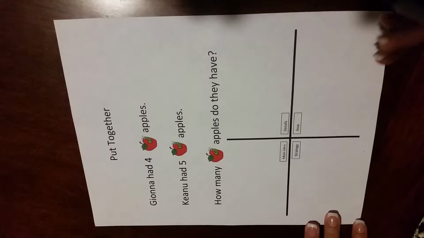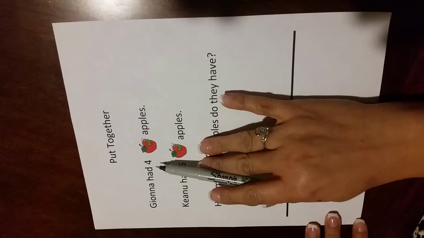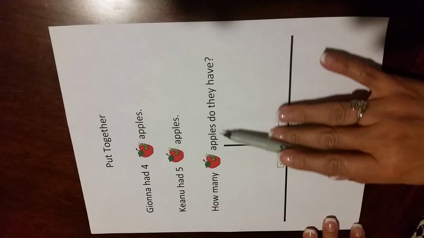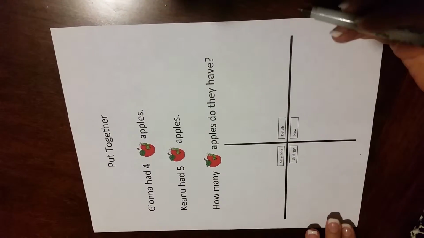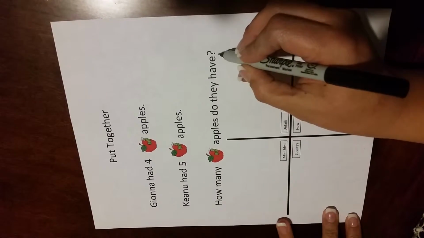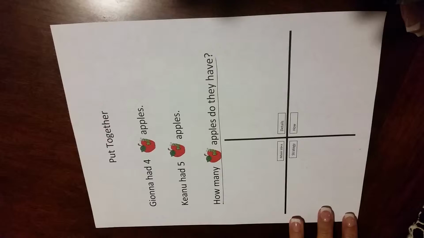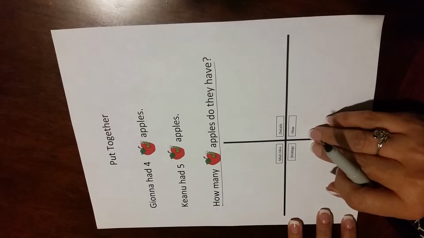This first problem that we're going to do is called Put Together. The problem reads, Gianna had 4 apples. Keanu had 5 apples. How many apples do they have? When we complete the 4-step process, the first thing that we always do is underline the question. Underlining the question helps give us an idea of the main idea and what the question is asking us about.